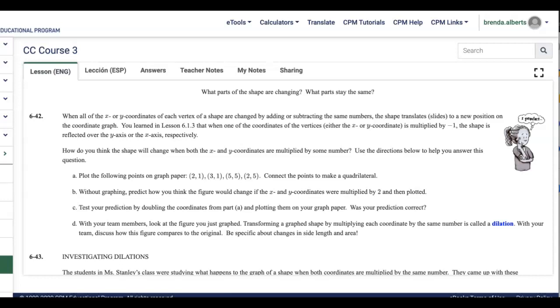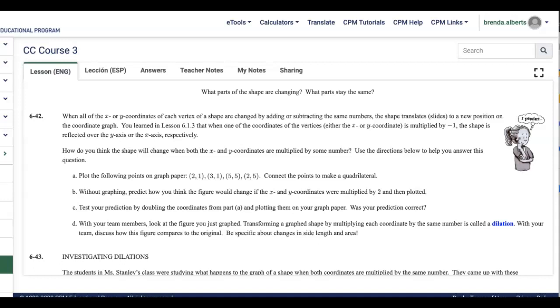Okay, so the next section of our transformation unit is dilations. So we've talked about three kinds of transformations so far. We've talked about translations, which are slides, rotations, which are turns, and reflections, which are flips. All of those, when they're performed, create a congruent polygon, meaning everything is the same size, same shape, angles are the same, nothing changes. When we talk about a dilation, we actually change the shape because we're going to make it either larger or smaller.